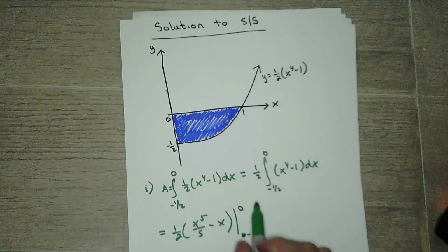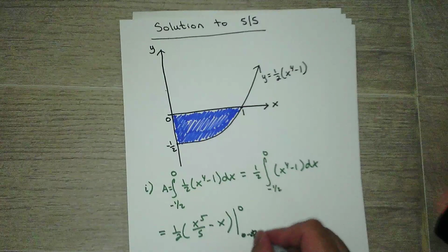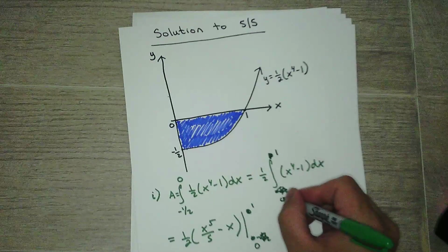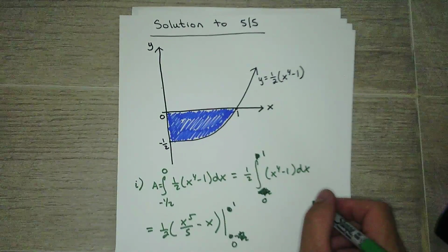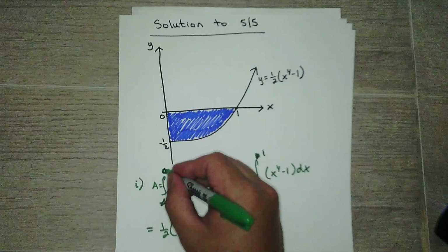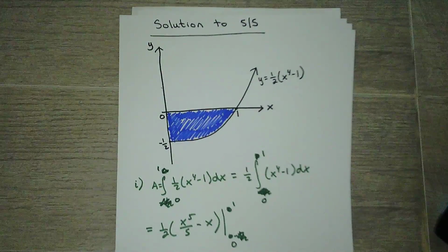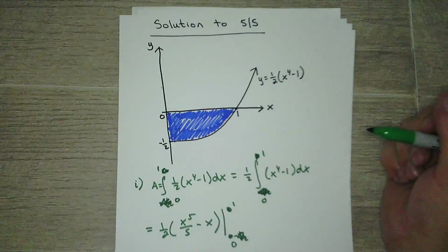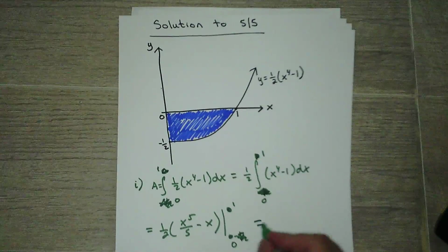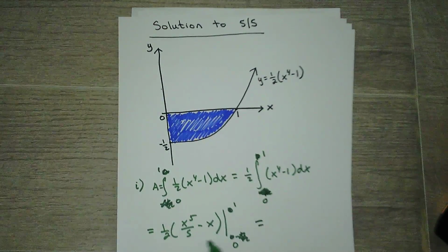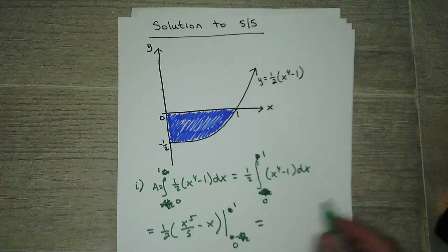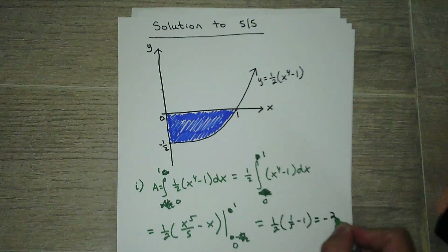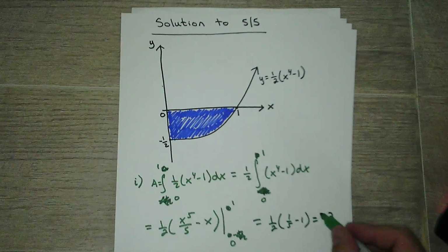Oh, actually, wait, sorry. We should be doing 0 to 1. Yep, 0 to 1. Sorry about that, because we're doing x values. I was thinking about one of the next sections. So plug in 1. That's pretty easy. Plug in 0. All that goes to 0. That's pretty easy. So you get 1/2 times 1/5 minus 1, which is -2/5. Okay, so that's part I.